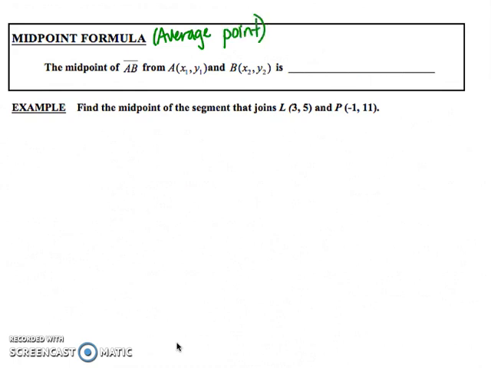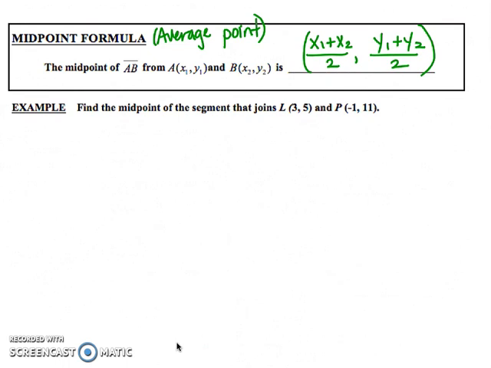And the formula for a midpoint is just finding an average. So when you find an average of two numbers, remember that you're adding two numbers together and dividing by 2 to find an average. So we are going to add our x's together and divide by 2, and we are going to add our y's together and divide by 2. And that's our midpoint formula.